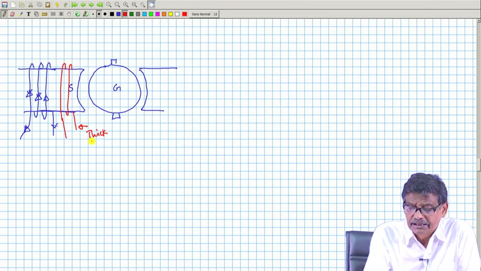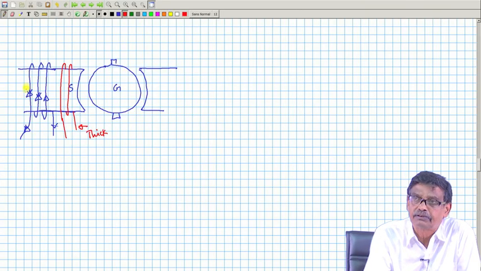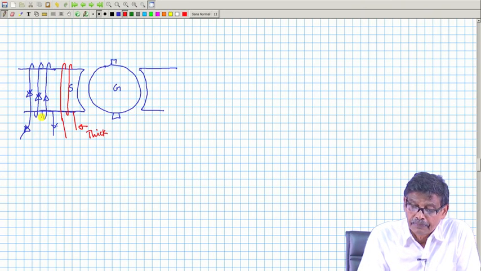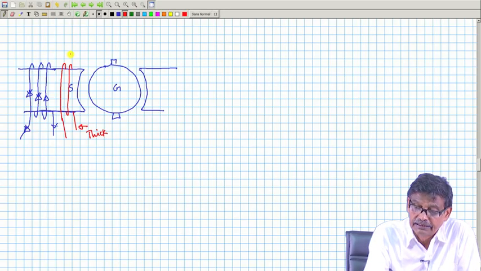So, when the armature current is 0, this current will be 0, therefore the total flux produced by the pole will be solely decided by this coil. This is called the shunt field coil and this is called the series field coil.